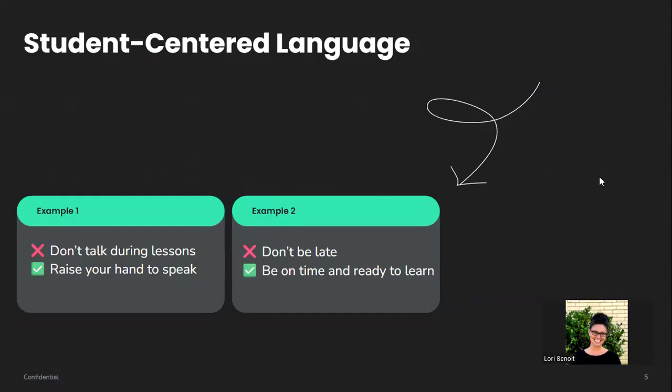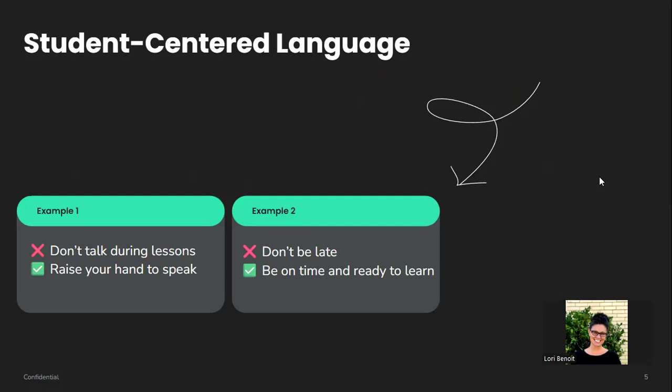Student-centered language can be tricky. It's something that we want to think about in advance. It's definitely not something we want to develop in the heat of the moment. How we frame expectations matters. Notice the shift from negative to positive in these examples. Student-centered language is about helping students internalize expectations in a way that builds ownership. It's supportive, encouraging, and affirms what's possible. It emphasizes opportunities for students to grow.